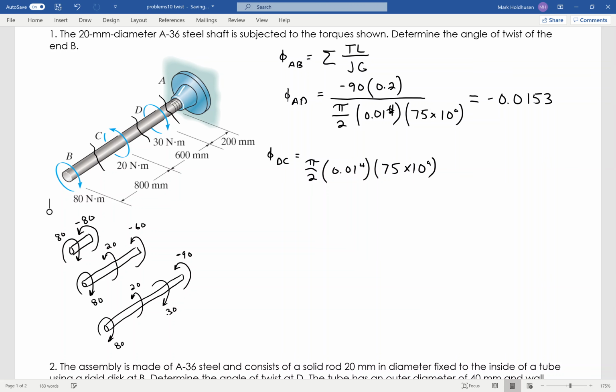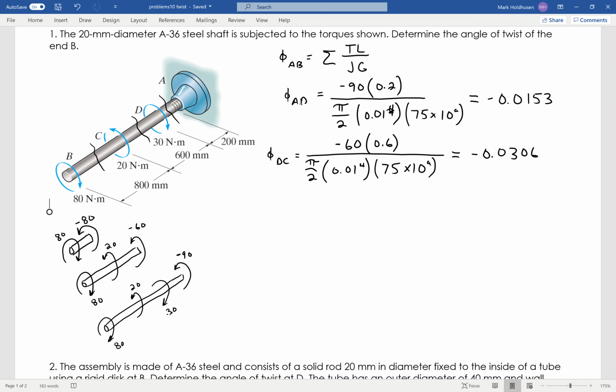So the only thing that's going to change in any one of these is the torque, which for this section is negative 60, and the length of this section is 600 millimeters, or 0.6. Remember that my answer is given in radians. That's going to be negative 0.0306. So the first section is 0.015, then D to C is 0.03, so the total is approximately 0.045.